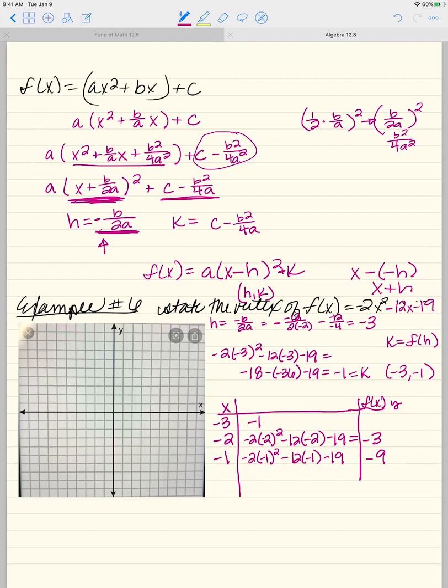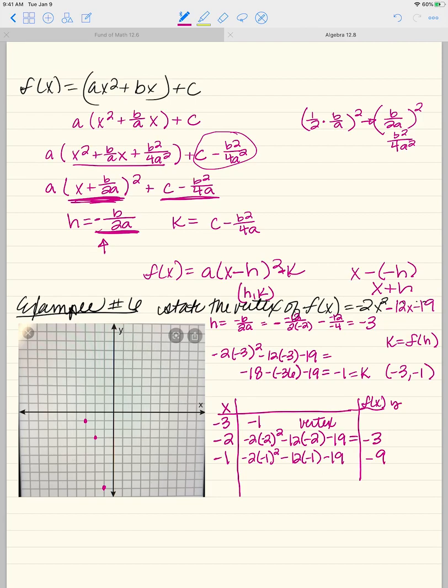We know negative 3, negative 1 is our vertex. So that is the turning point of our parabola. What direction will this parabola be opening? It will be opening down. How do I know that? Because a is negative. If a is negative, the parabola opens down. So we plot negative 3, negative 1; negative 2, negative 3; and negative 1, negative 9 down here.